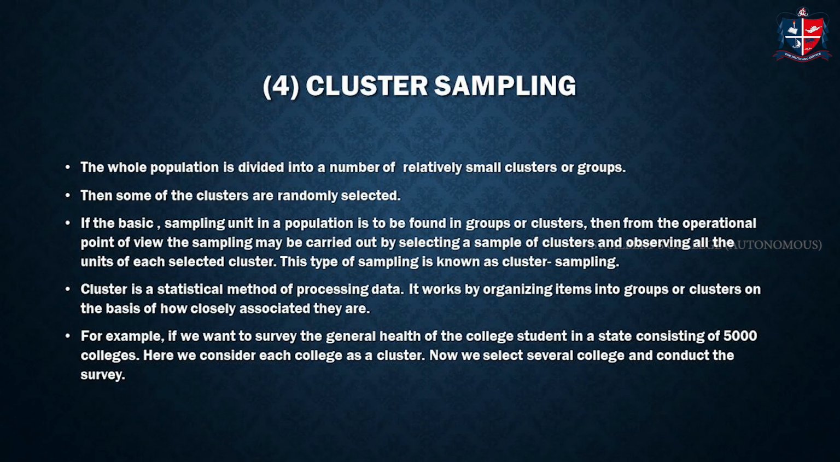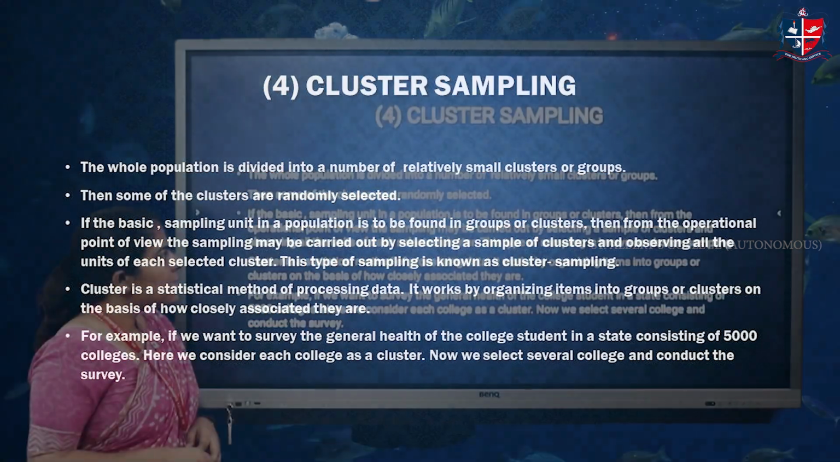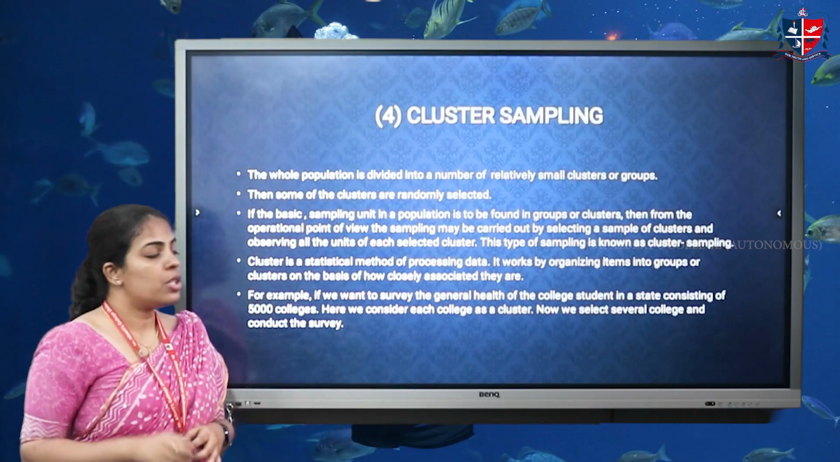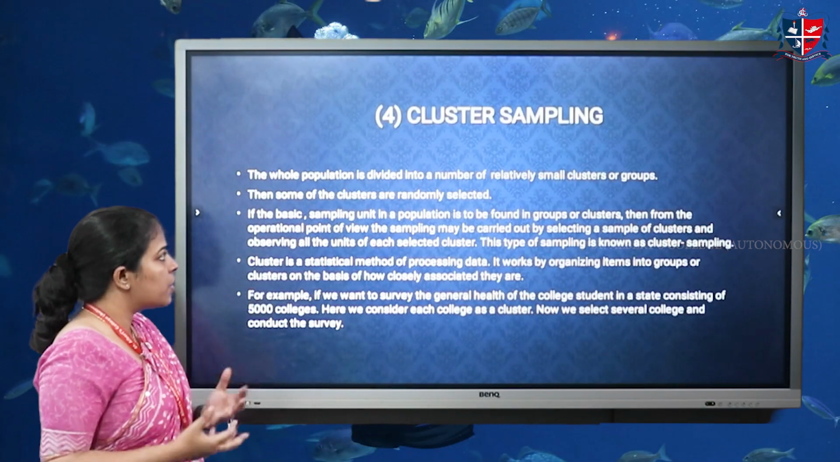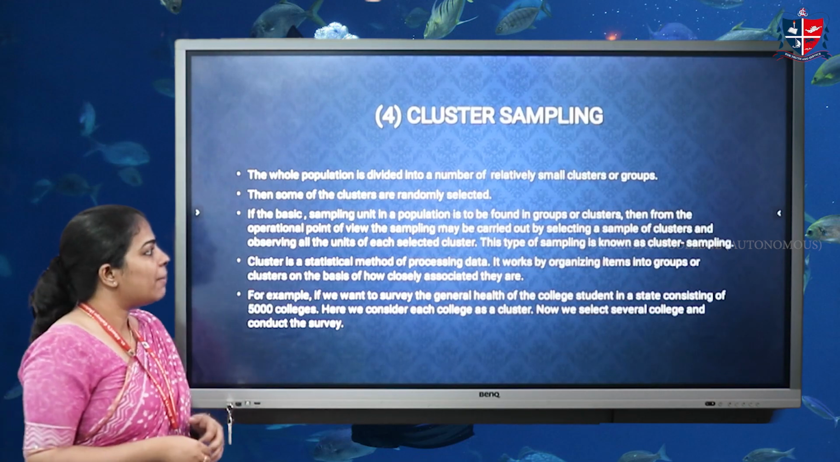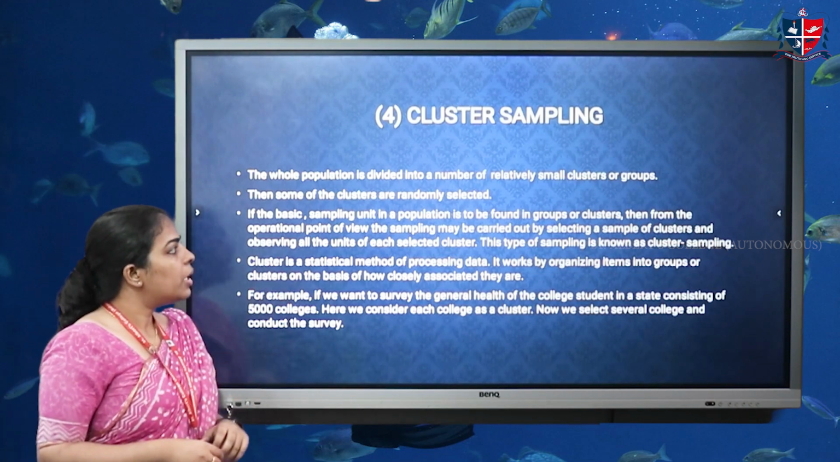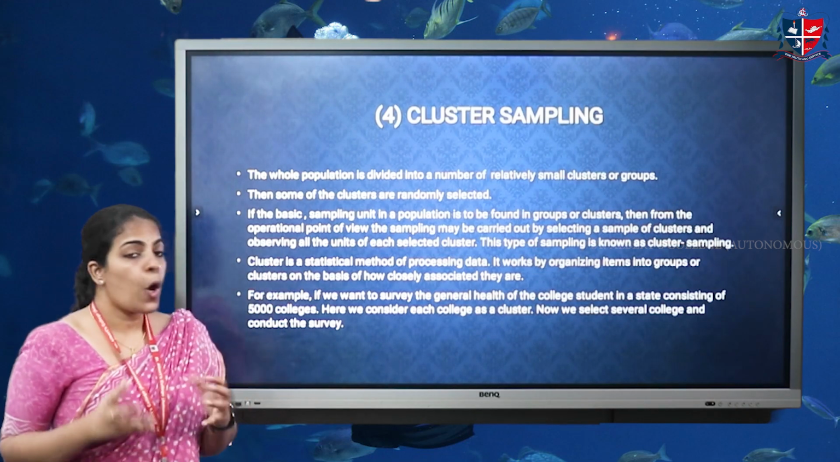Now, the fourth one is cluster sampling. Cluster sampling means a population is divided into small clusters or groups, after which random sampling is done. The sampling unit in a population is found to be in groups or clusters.